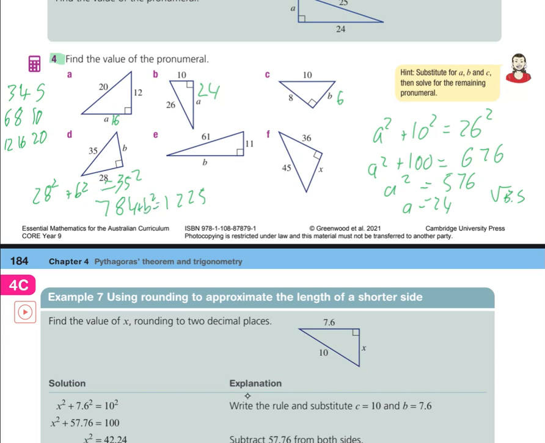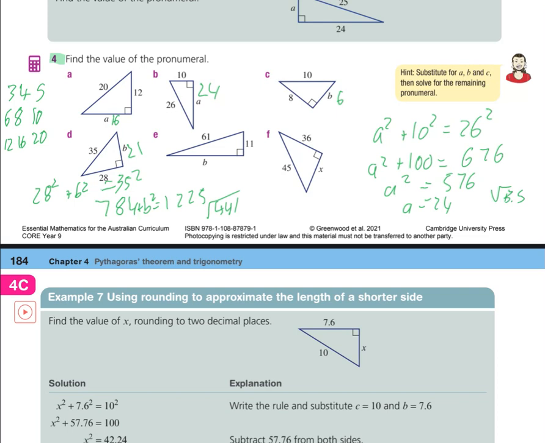B squared equals 1225. You subtract 784 from both sides. You end up getting 441. You square root 441. You get 21 as your answer. 21. So I don't really have that much room here for the remaining ones, so I'll just talk them out.